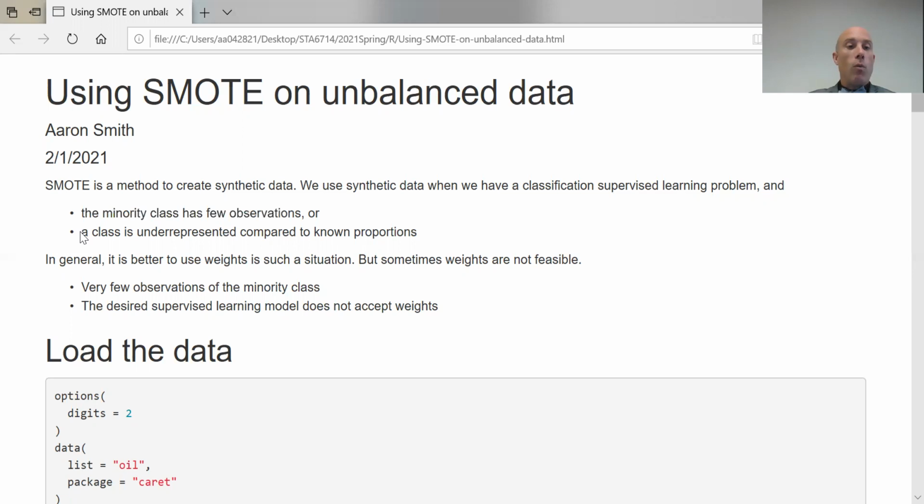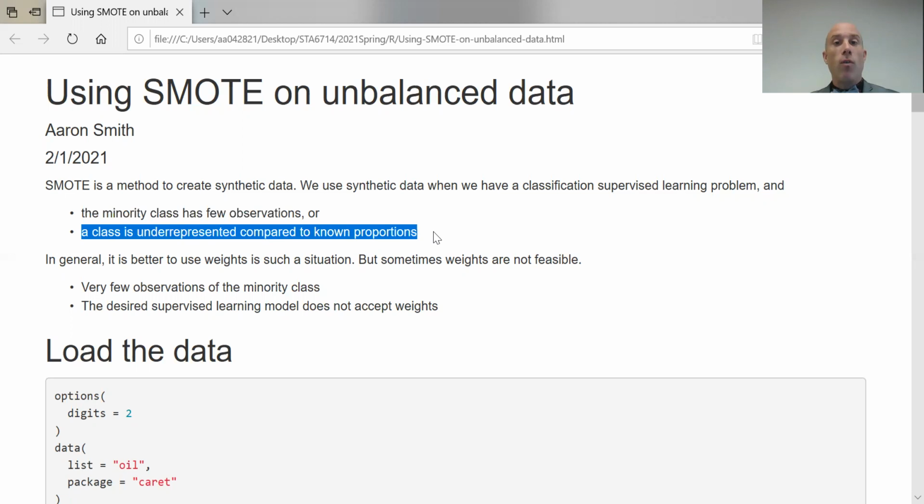Another situation where we might want to do this is that a class of our target variable is underrepresented compared to the known proportions. So for example, if we had data that includes race, and we knew the population proportions, and then our sample proportions don't match, what I could do is use SMOTE to create synthetic data that hopefully matches the true population for the minority group.